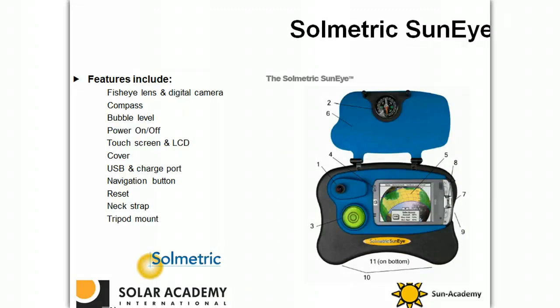The Solmetric SunEye incorporates a digital camera to capture obstructions on the horizon and align with sun path charts stored in the software. Results are automatically generated in the software for display or may be downloaded and printed on a computer.